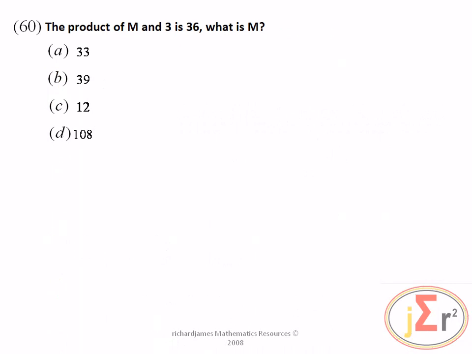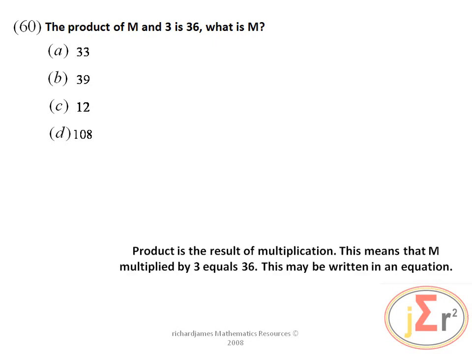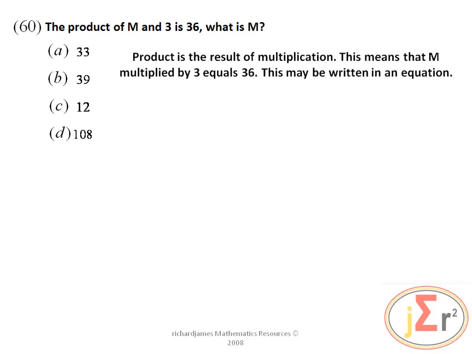The product of m and 3 is 36. What is m? What does the word product mean? The word product means, come on Jerry, right, the word product tells us that it is the result of multiplication. Product is the result of multiplication.